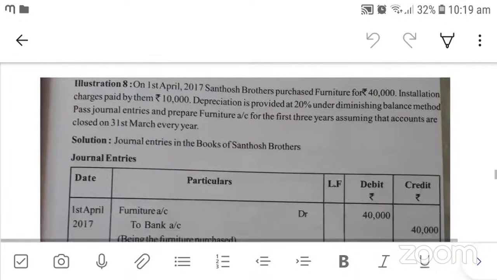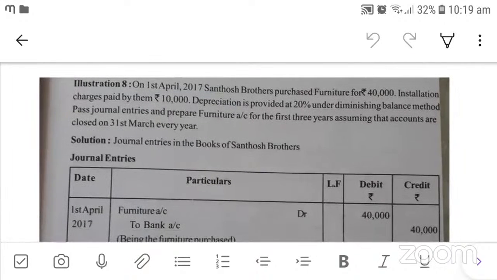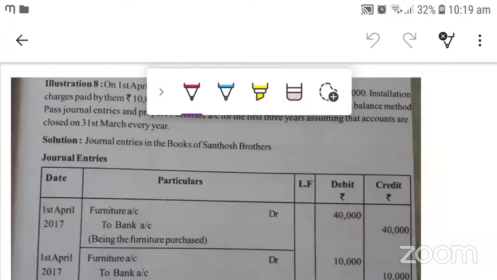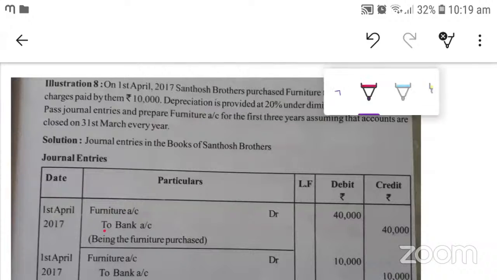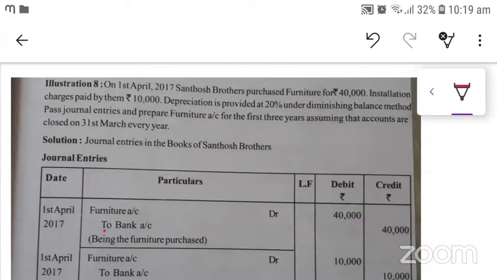Okay, one example is there. On 1st April 2017, Santosh Brothers purchased furniture for 40,000. Installation charges paid by them were 10,000. Here they have given the cost of the asset, which is 40,000, and while installing the asset, some charges will be there. These are known as installation charges, 10,000.